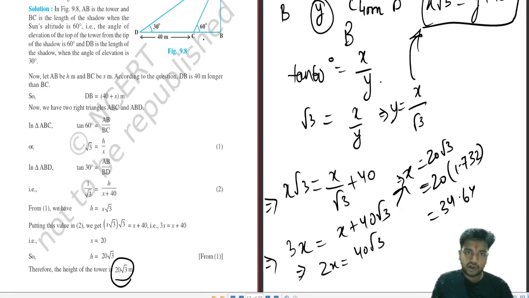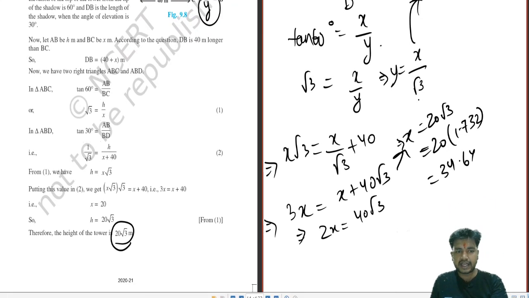Now why would we solve for y? We don't have to solve this. The question doesn't ask for it. We'll solve only x. The question says find the height of the tower. If they say find y also, then we can put it over here and solve it. But it's not required, so you will not do it. Until and unless the question says it, you do it, otherwise don't do it.